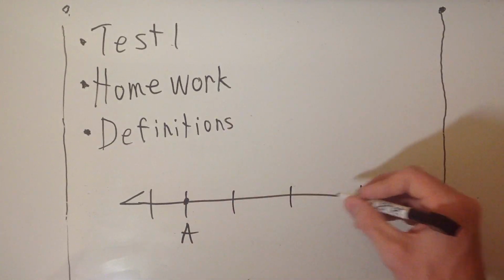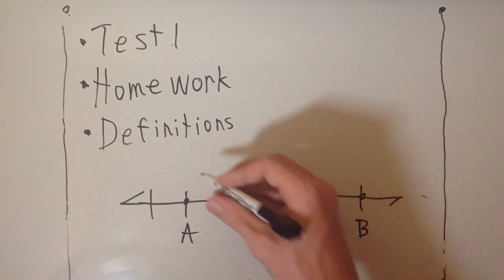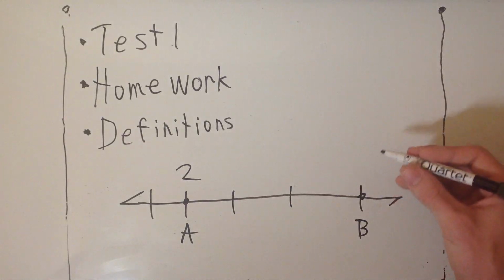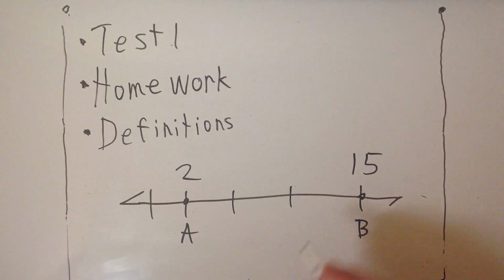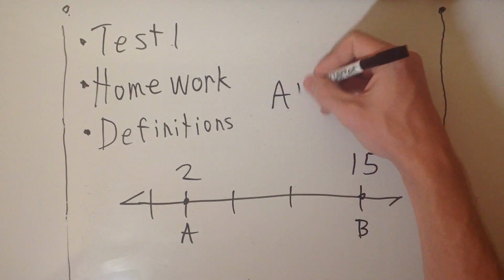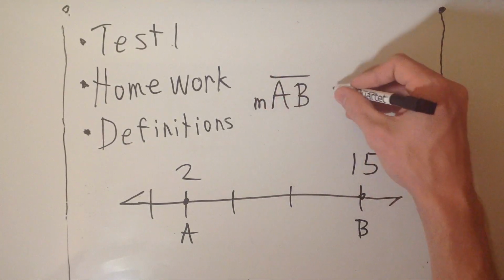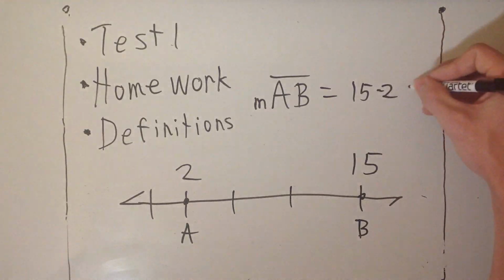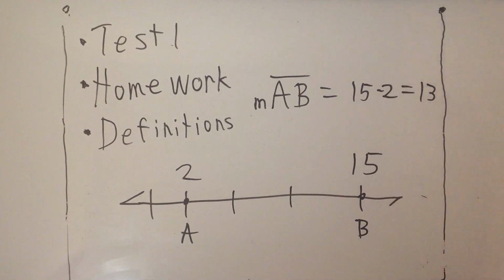So we got A and B. We'll call A at point 2, B at point, let's say, 15. If we want to find the length of line segment AB, we have the little m to denote measurement of AB equals 15 minus 2, which ultimately equals 13. Very simple, you just need to know what you are doing.